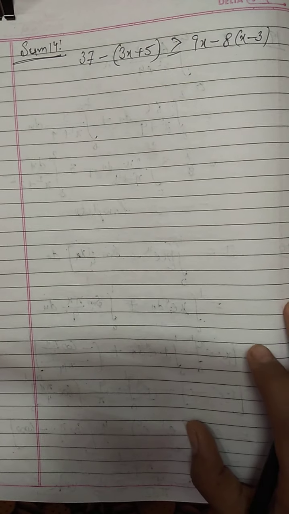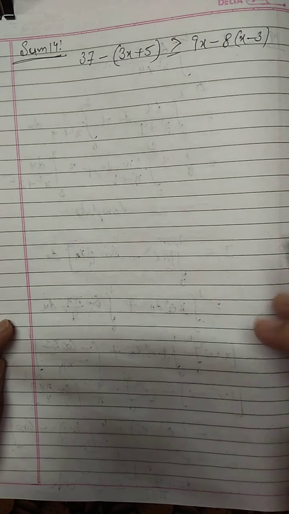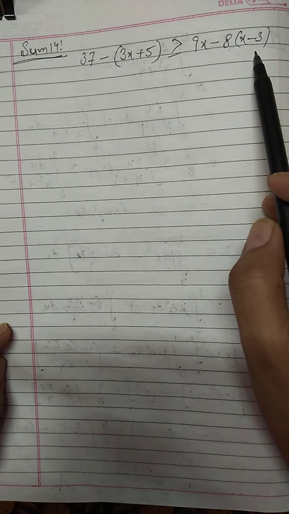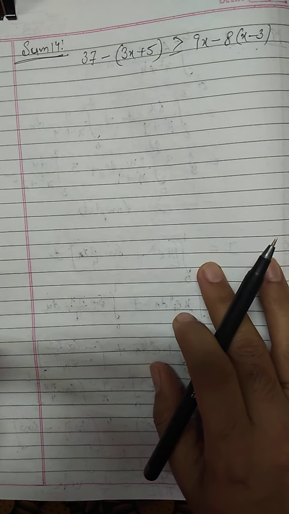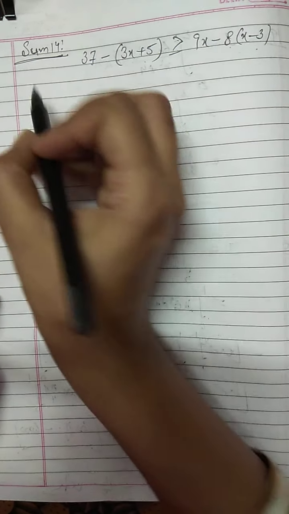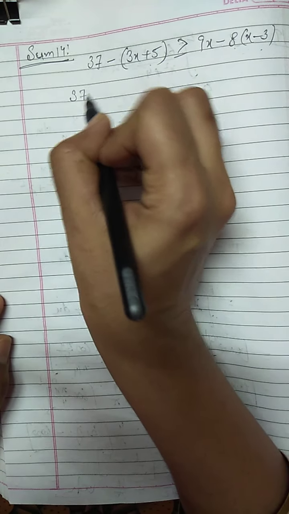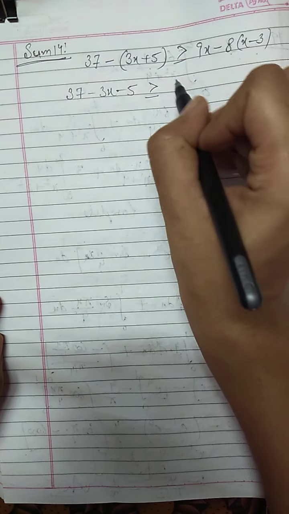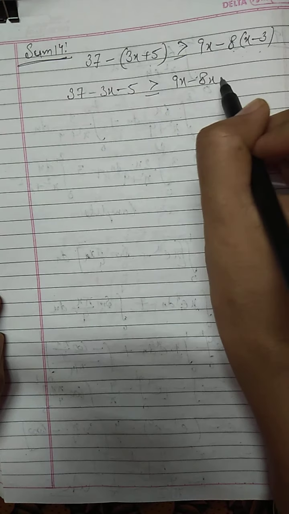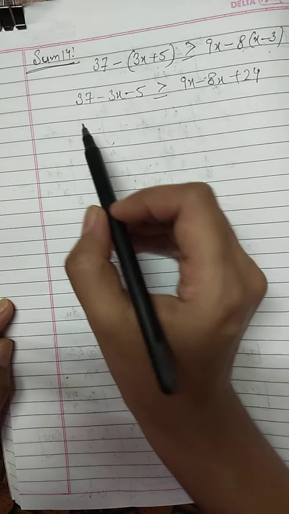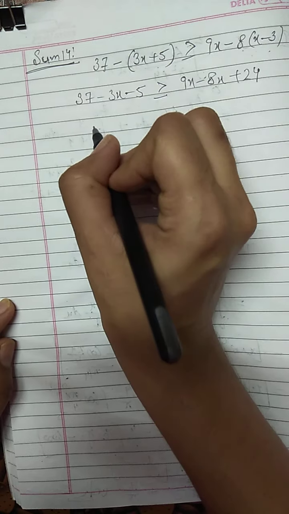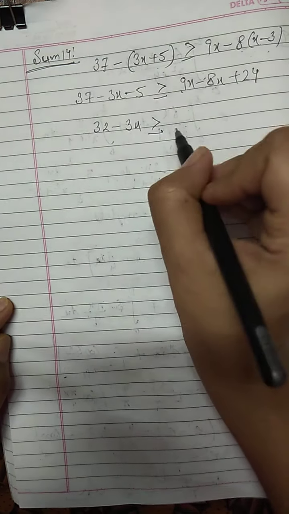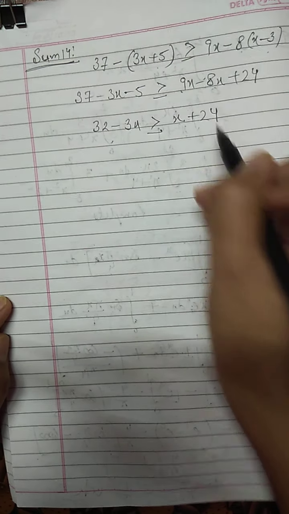Okay, so our sum number 14 is 37 minus (3x plus 5) greater than or equal to 9x minus 8 times (x minus 3). So let us first of all simplify both sides of the inequality, and when we simplify we will get 37 minus 3x minus 5 greater than or equal to 9x minus 8x plus 24. Okay, 37 minus 5, that means 32 minus 3x greater than or equal to 9x minus 8x, which will be x plus 24.